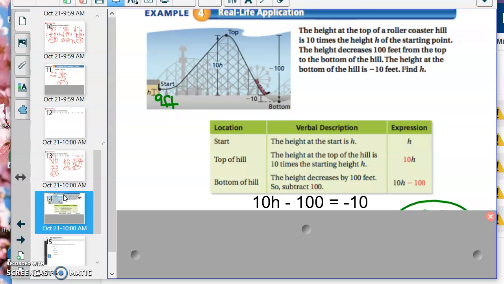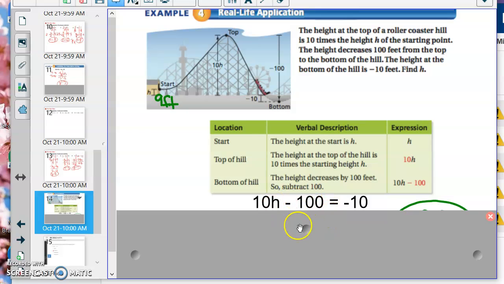The height at the top of a roller coaster hill is 10 times the height h at the starting point. The height decreases 100 feet from the top to the bottom of the hill. The height at the bottom of the hill is negative 10 feet. Find h. So from that, I was able to write this equation.